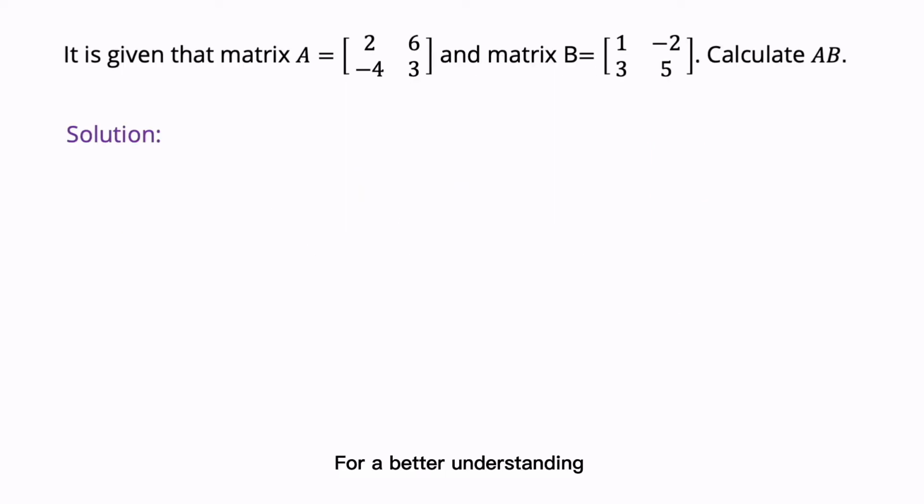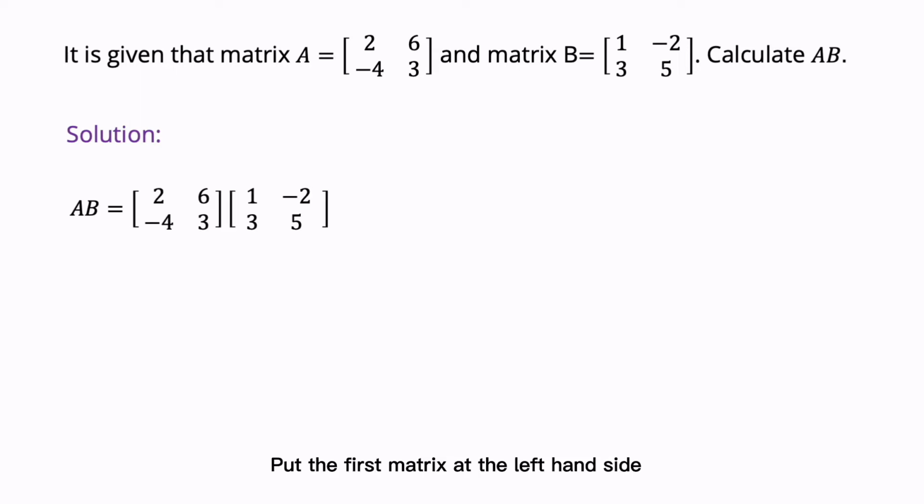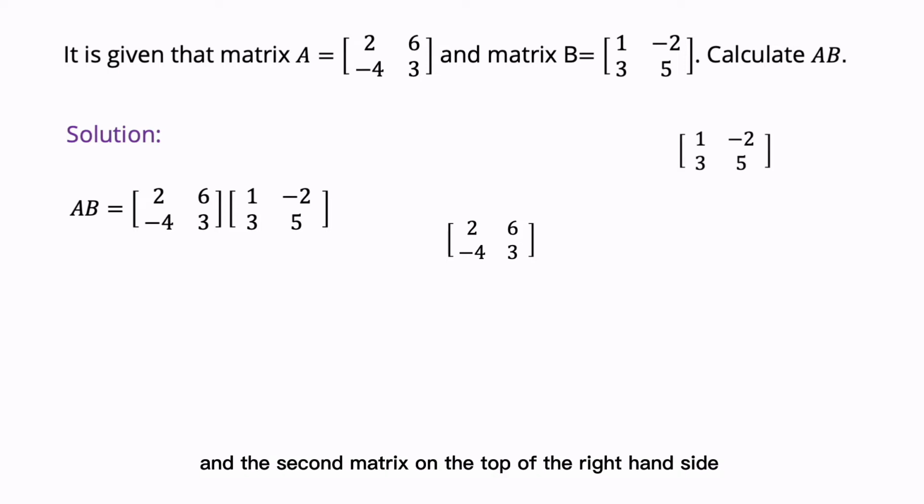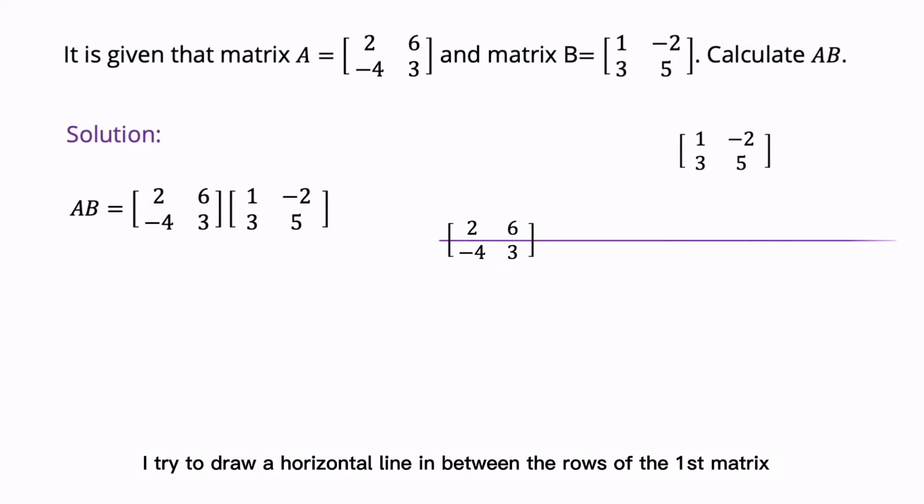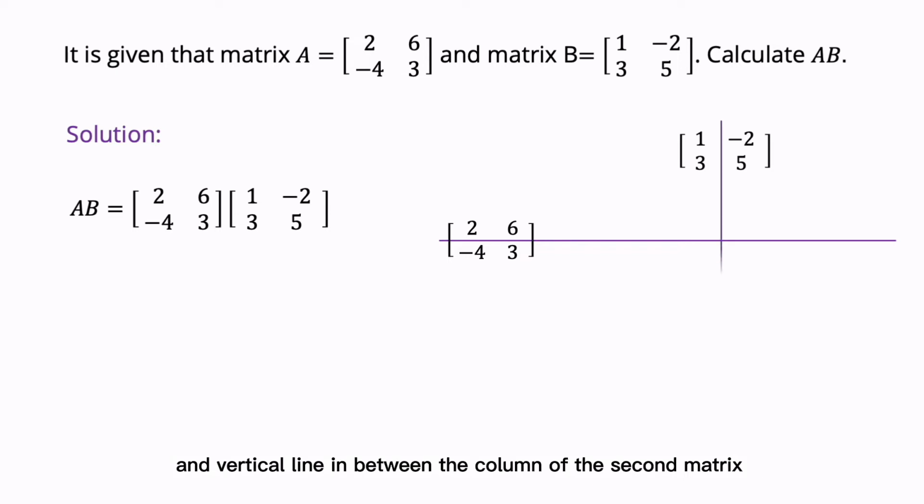For a better understanding, let's work through some examples. Calculate the multiplication of matrices A and B, given as AB. Put the first matrix at the left-hand side and the second matrix on the top of the right-hand side. I draw a horizontal line in between the rows of the first matrix and a vertical line in between the columns of the second matrix. This process will help in placing the calculated values in the respective positions.